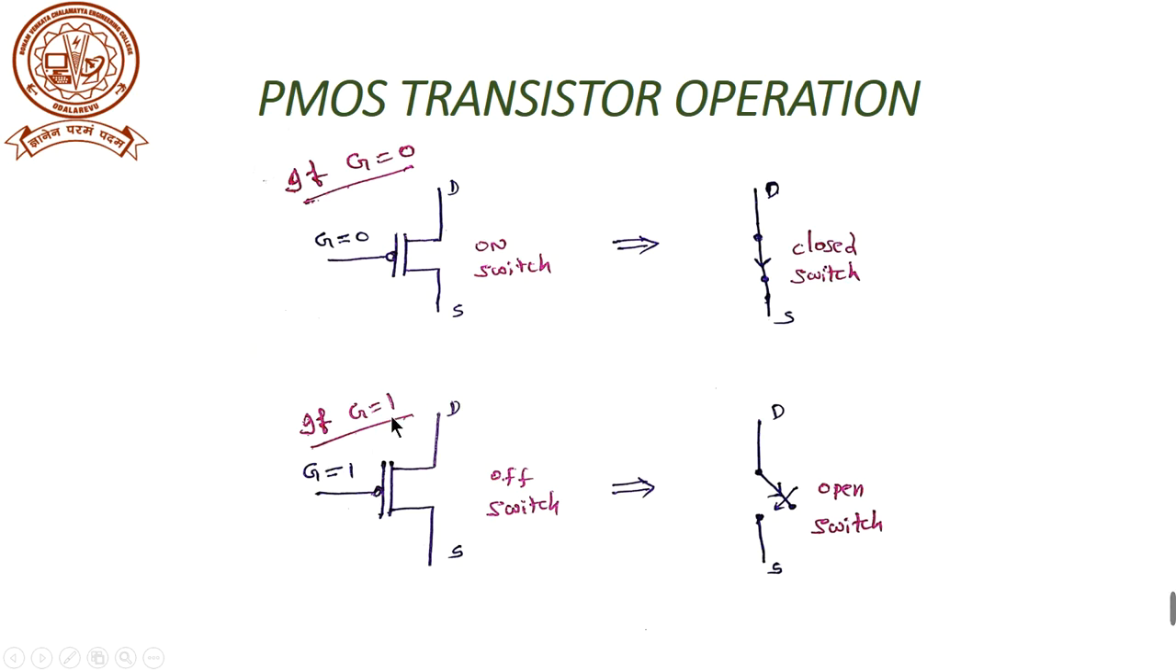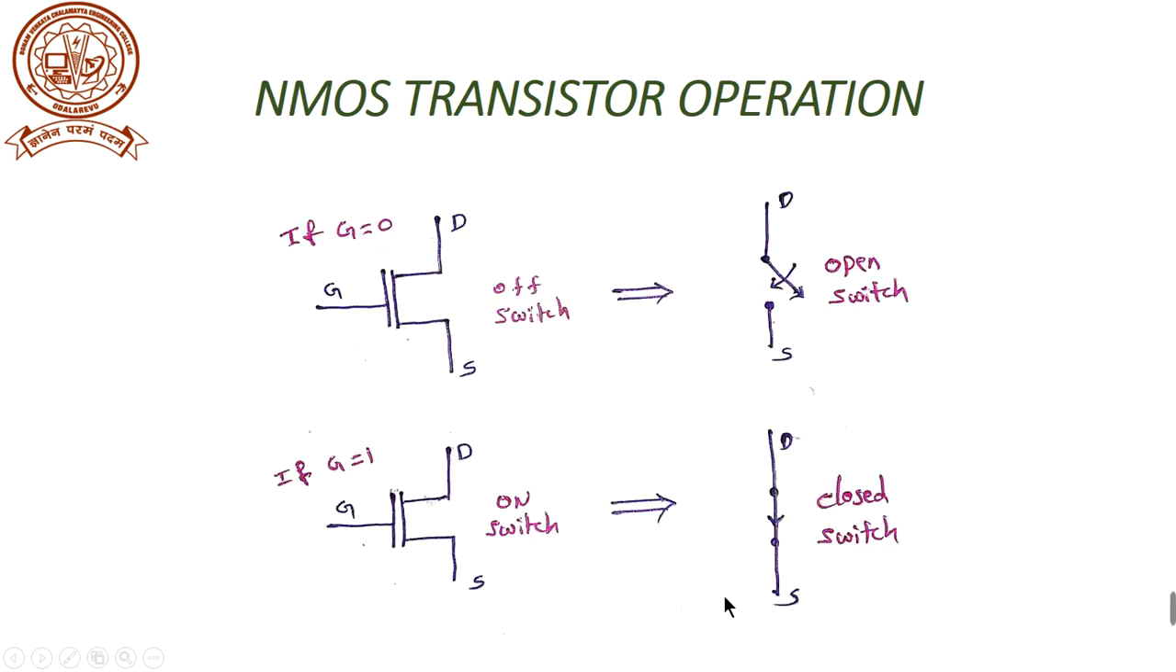Similarly, if the gate input signal is logic 1, then the transistor is in off state. If it is off, it simply acts as an open switch like this. And similarly for the NMOS transistor operation, this is quite opposite to the PMOS transistor logic.